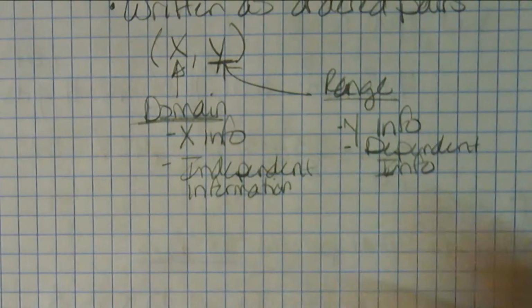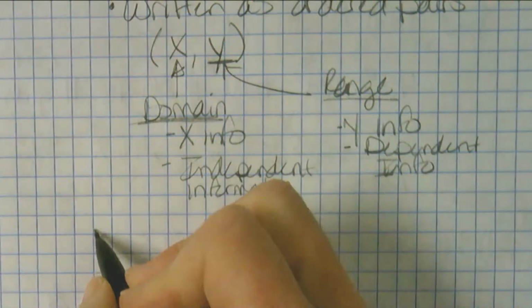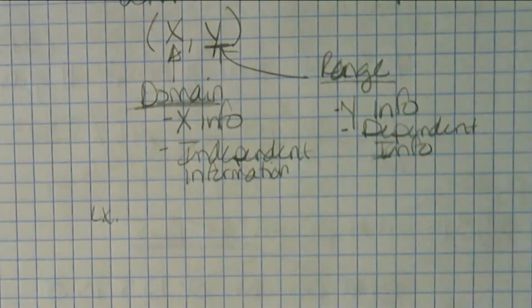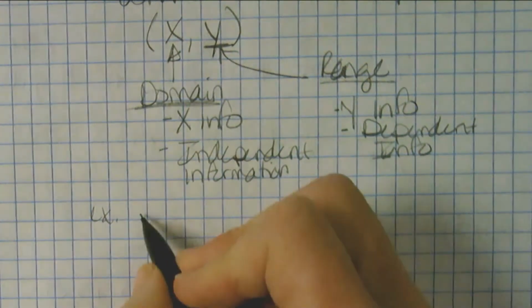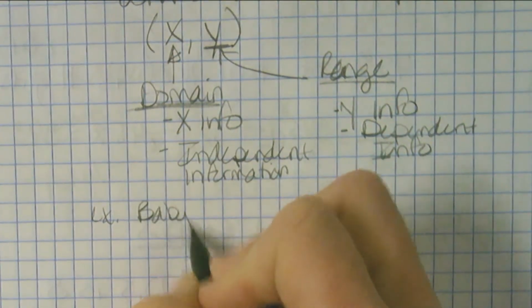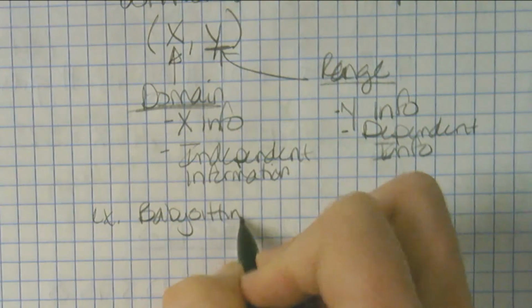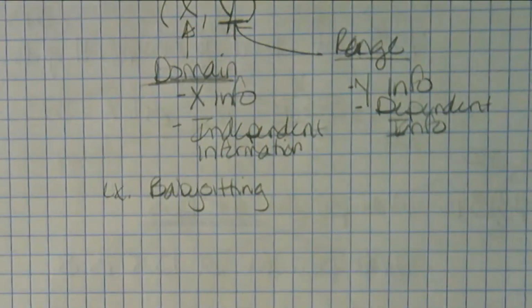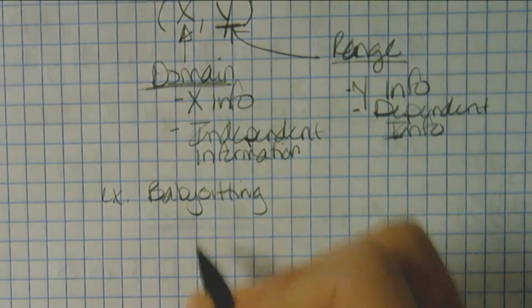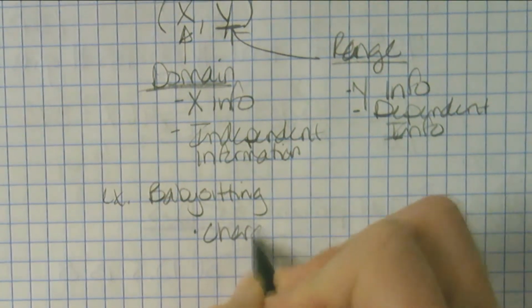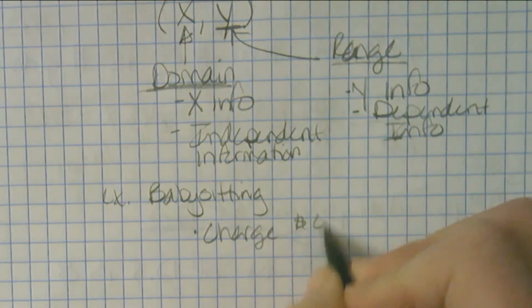So, with regards to domain and range, let's talk about what that means in a situation. If we talk about babysitting, let's say you charge $8 per hour.